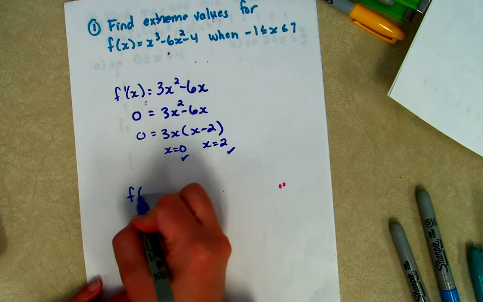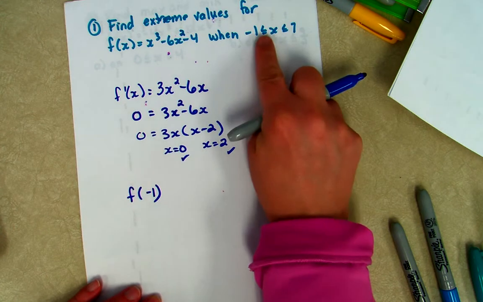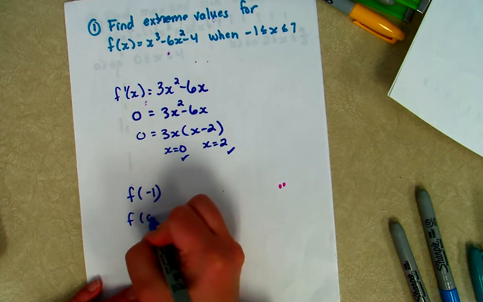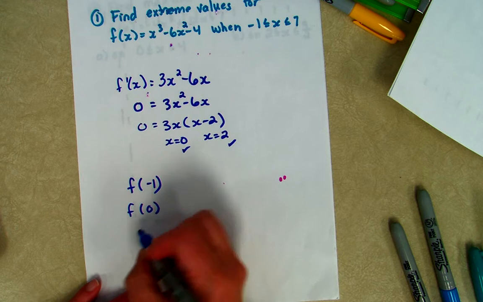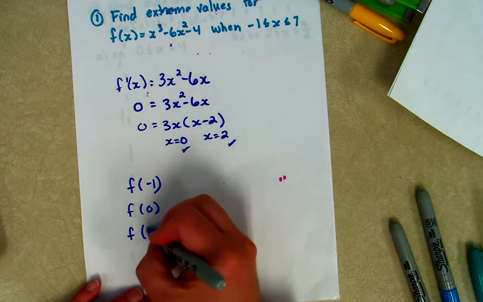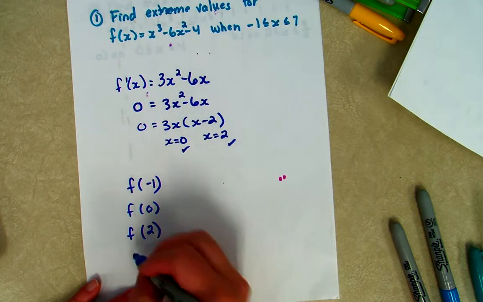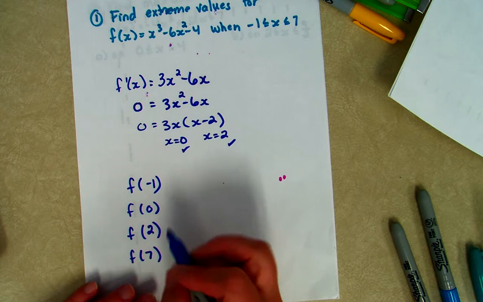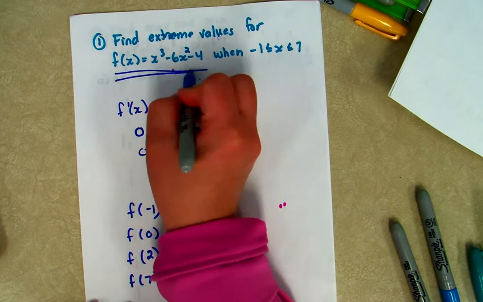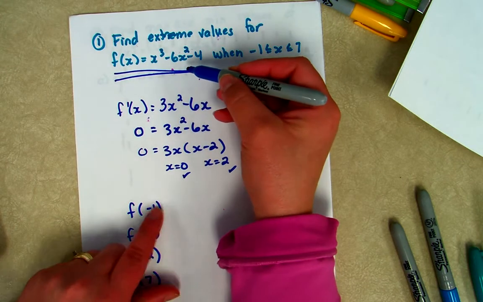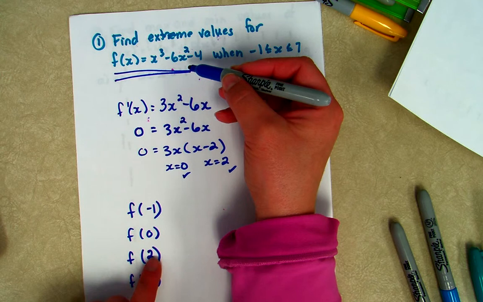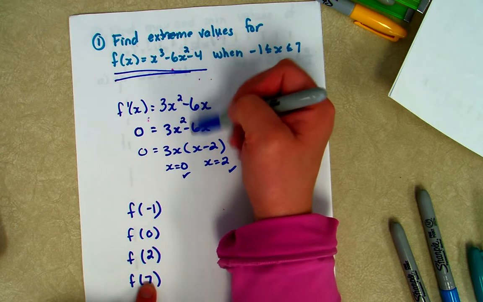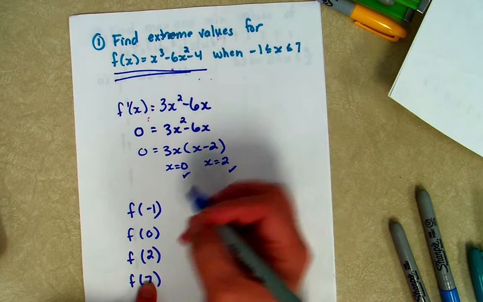So what I'm really going to do is find f at negative 1, because that's my endpoint, f at 0, because that's one of my possible extreme values, f at 2, and then f at 7. And here's where you have to be careful. I'm maximizing the original function. So when I sub in negative 1, 0, 2, and 7, I'm not going into the derivative. I'm going into the original function.